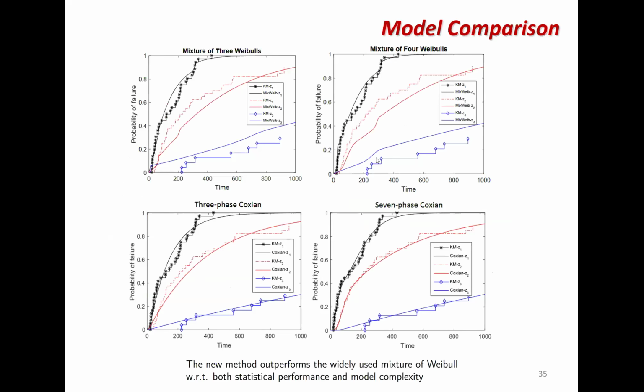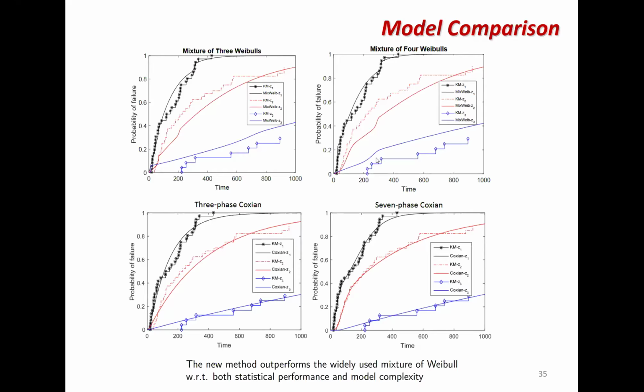Now we compare. The first two show a mixture of three Weibull distributions, and the top right is a mixture of four Weibulls. At the bottom, we show the three-phase Coxian and the seven-phase Coxian. As you can see here, the three-phase Coxian distribution ALT model already provides a very good fit to the data.